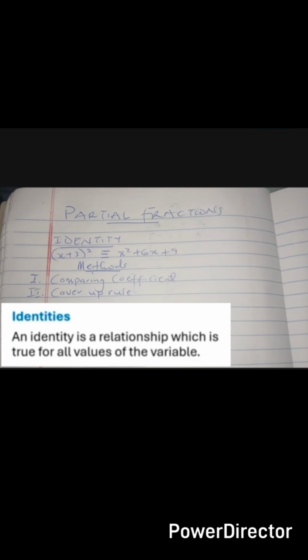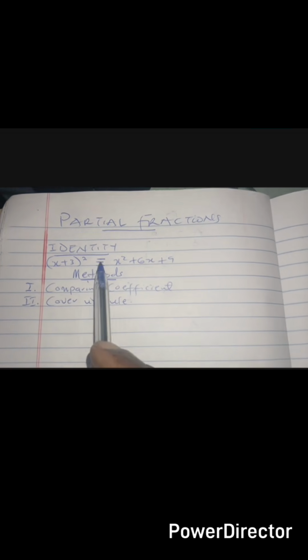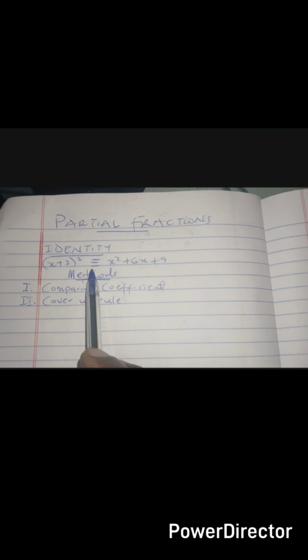Now let's start by understanding identity in order for us to solve partial fractions without much difficulty. Now identity, this is a symbol for identity, these 3 lines. What it means is that everything at the left hand side is identical to everything at the right hand side, no matter the value of x.